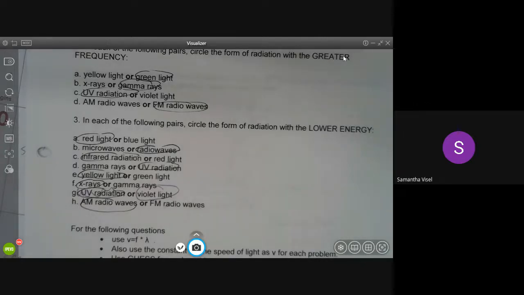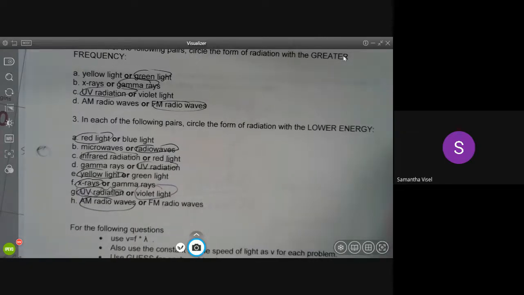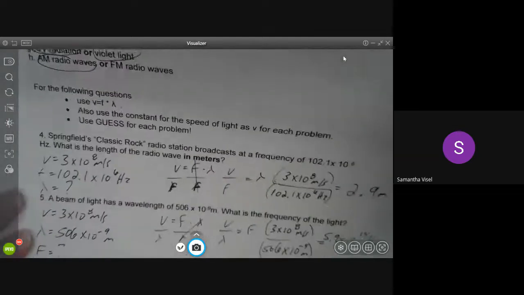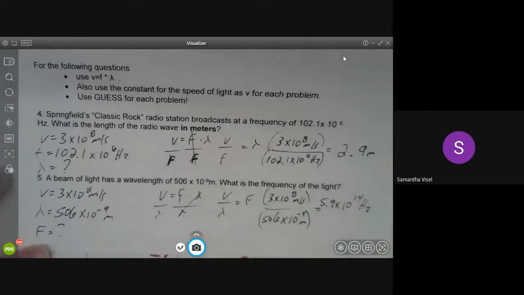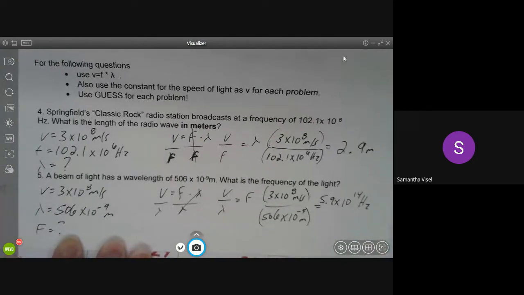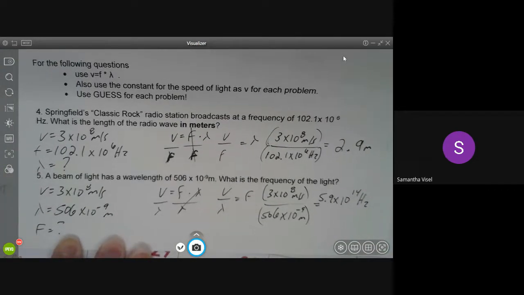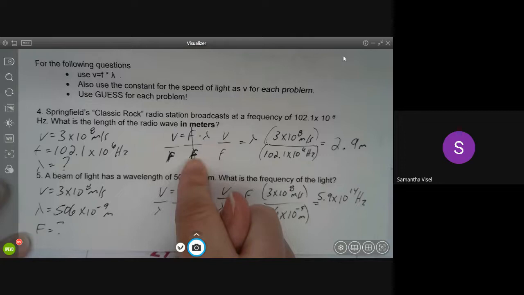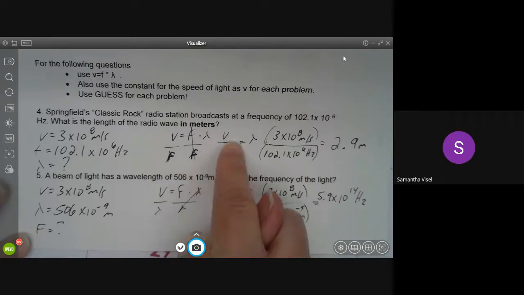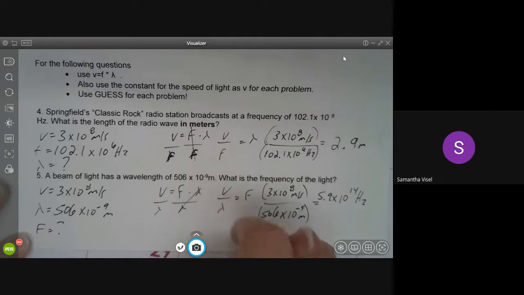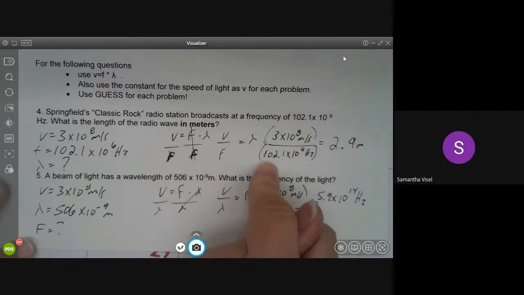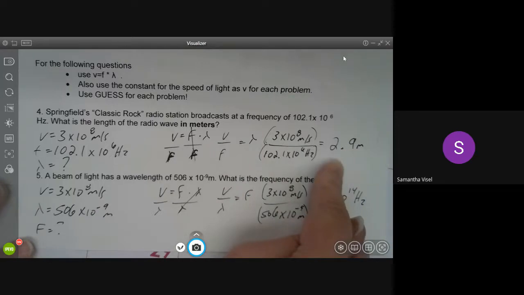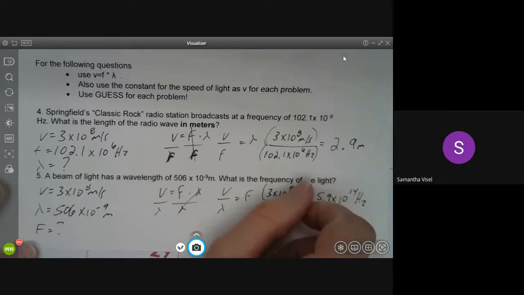All right, so then you're going to flip now to the back for yours. Look at our practice problems here. Springfield's classic rock station broadcasts at a frequency of 102.1 times 10 to the 6 hertz. How long is that radio wave in meters? Looking for length, we divide both sides by frequency to get speed over f equals lambda. So 3 times 10 to the 8th over 102.1 times 10 to the 6 gives us 2.9 meters. So that radio wave is 2.9 meters long.